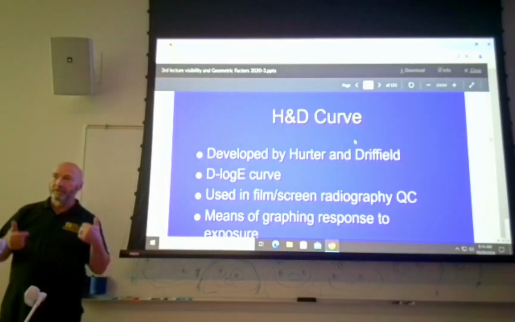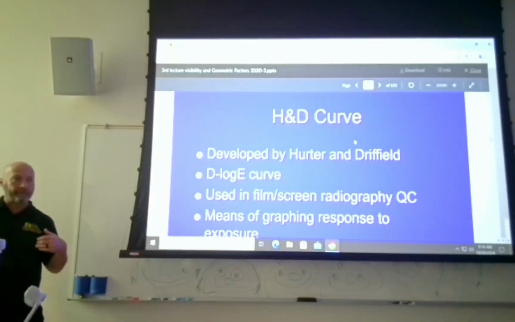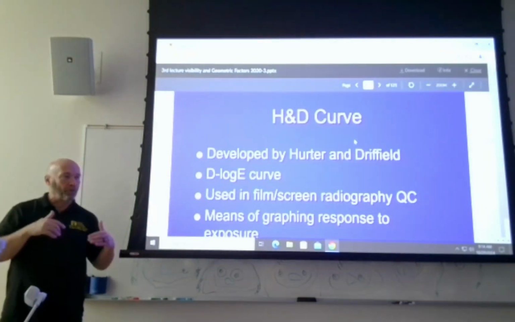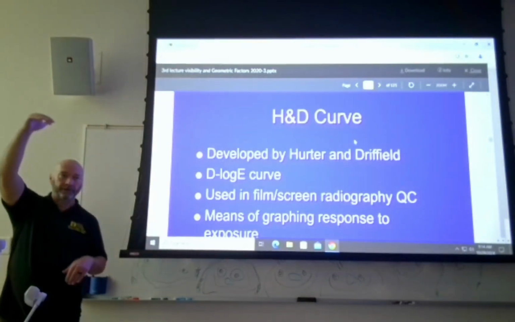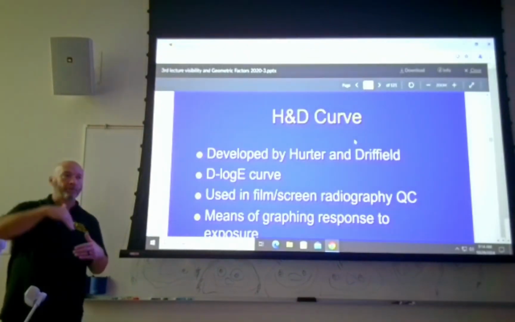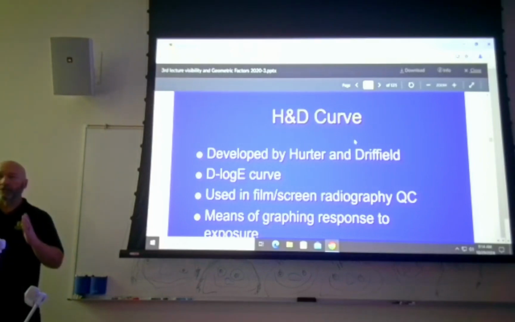So the portions of the H&D curve: we have the shoulder up at the top, and that's the top of the S. And then we have the toe portion at the bottom. And those are kind of high exposure, out of the range, and low exposure, out of the range. The straight line portion is what we're most interested in. And what you see on the straight line portion is how vertical it is, right?